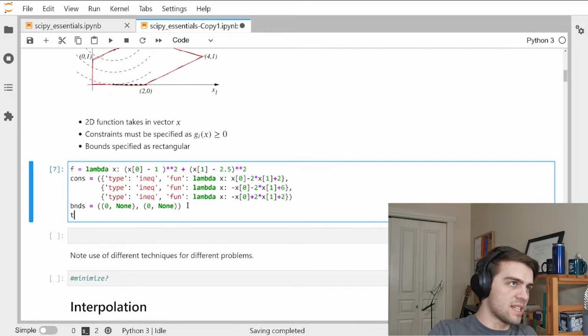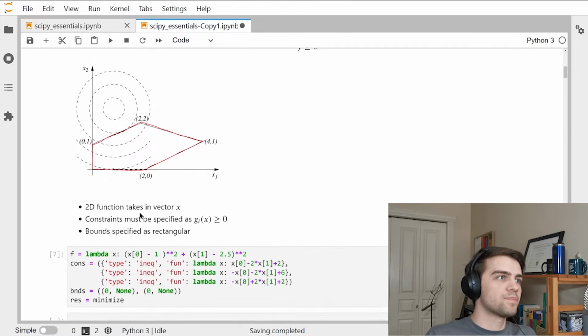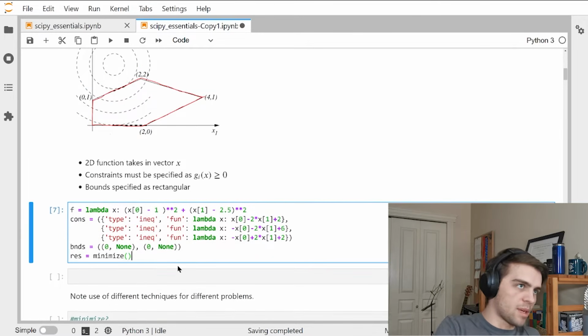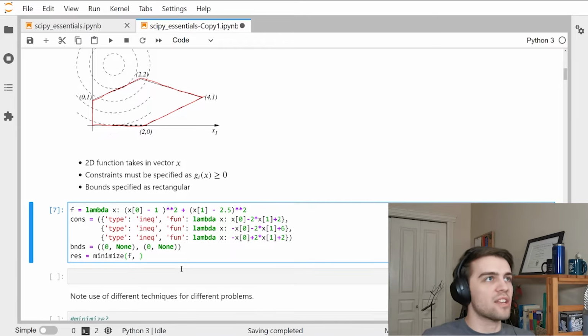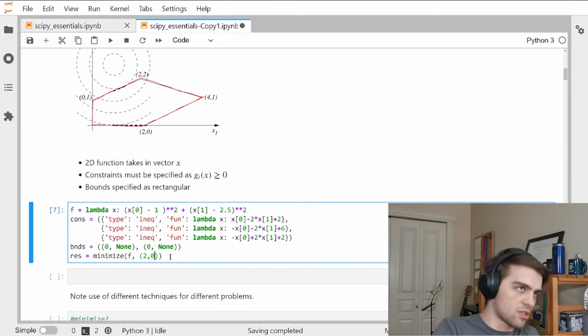Then the problem is easy to solve. It's the same thing, res equals minimize. Remember what I did above here. Here is really simple. Minimize, we're minimizing f. I have to give an initial guess. So I'll give the initial guess as 2, 0. We'll put it right here, and it'll find its way to the minimum value. So my initial guess is 2, 0.